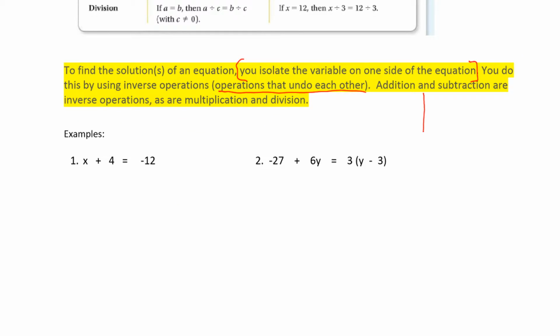X plus 4 equals negative 12. I want to isolate the x, so I'm going to subtract the 4 from both sides, and I get x equals negative 16. Remember to check by substituting the value for x back into the equation to see if it works. Remember to check.